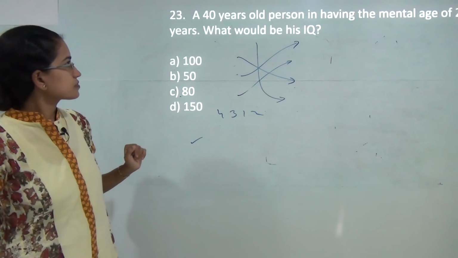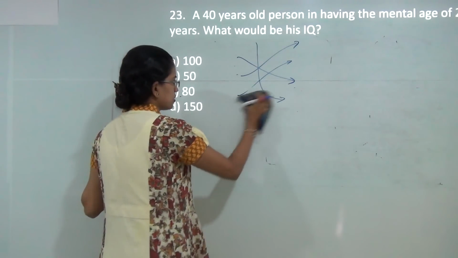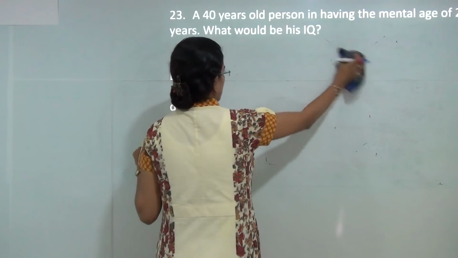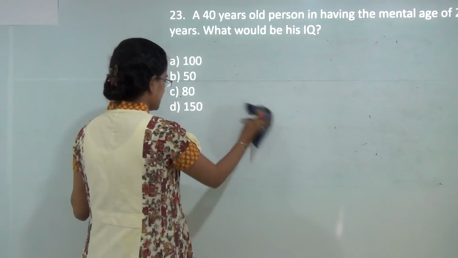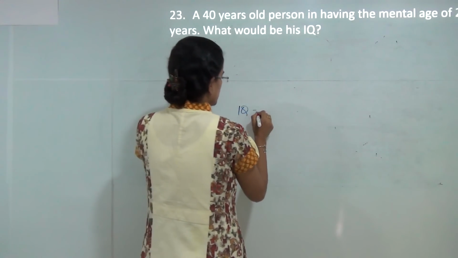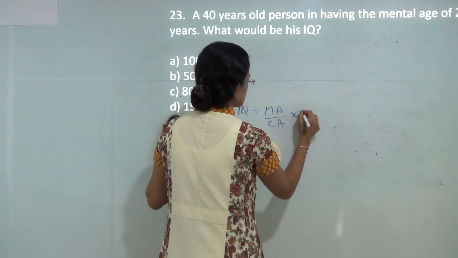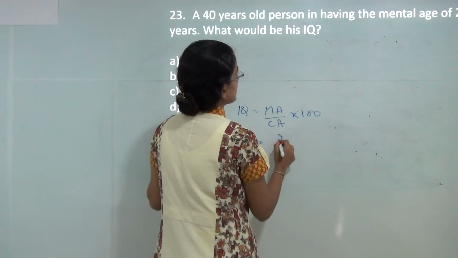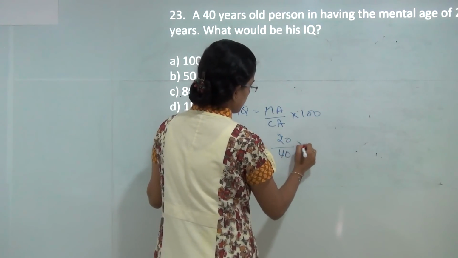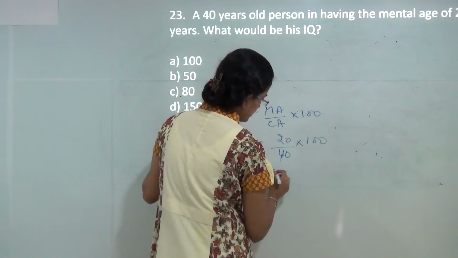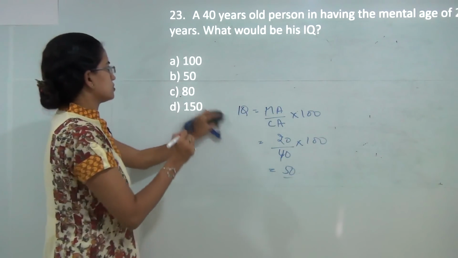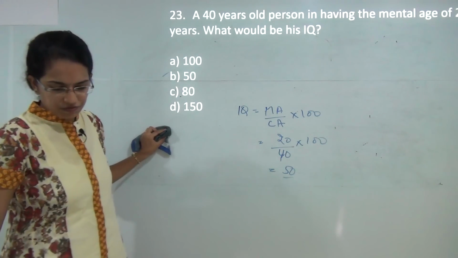Next question. Now this is a direct question on computation of IQ. By the simple formula that Binet explained, intelligence quotient is mental age divided by chronological age, that is the real age, into 100. In this case mental age is 20 and the real age is 40. So you can directly calculate it and the answer comes to be 50. So the IQ in this case would be 50.